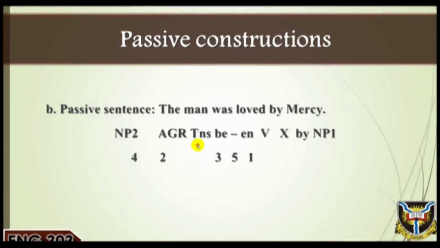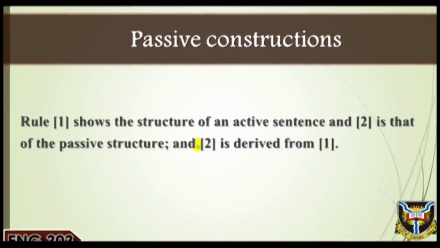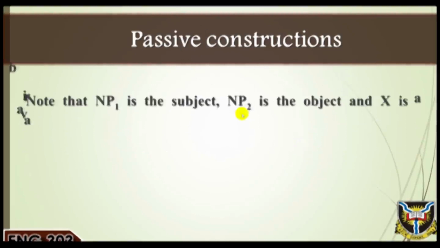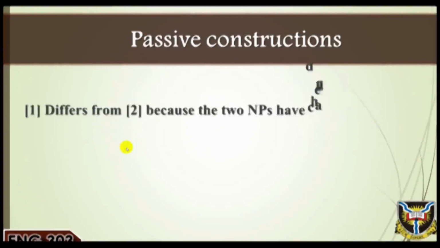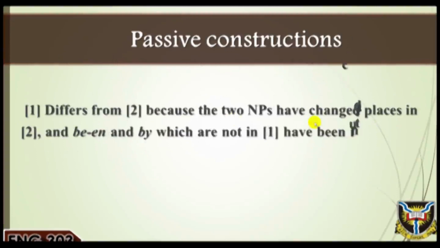Rule 1 shows the structure of an active sentence and 2 is that of the passive structure. And 2 is derived from 1. Note that NP1 is the subject, NP2 is the object, and X is a variable representing any other item not relevant to the construction. 1 differs from 2 because the two NPs have changed places in 2, and "being" and "by", which are not in 1, have been introduced in 2.